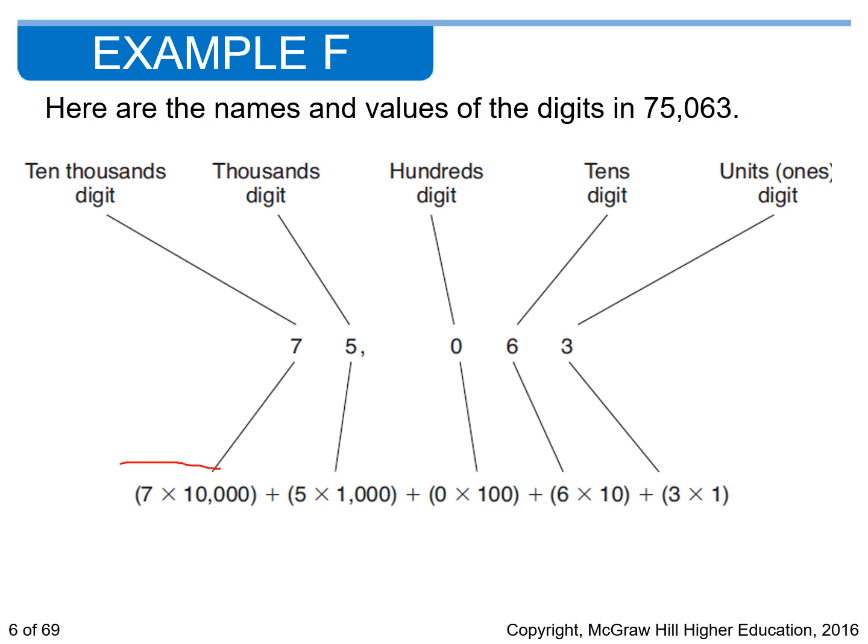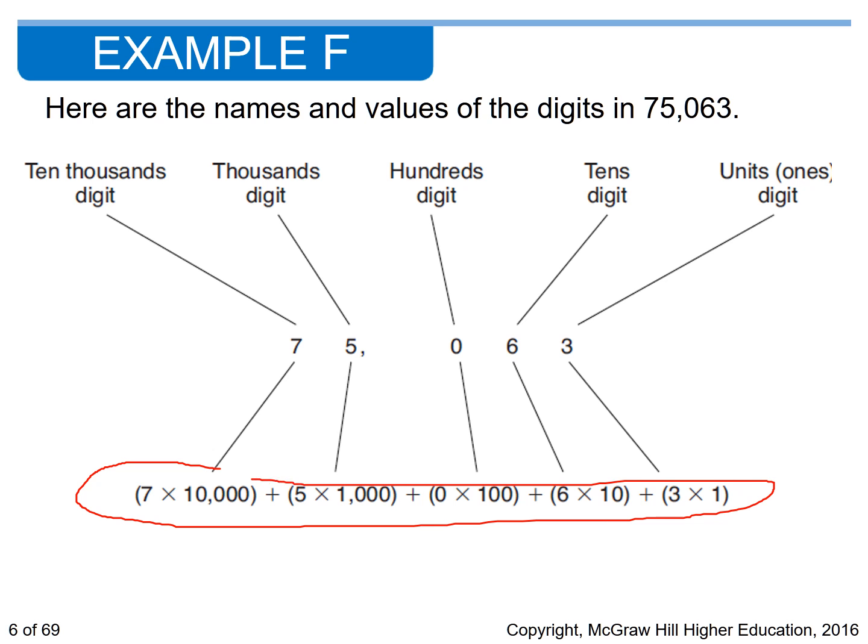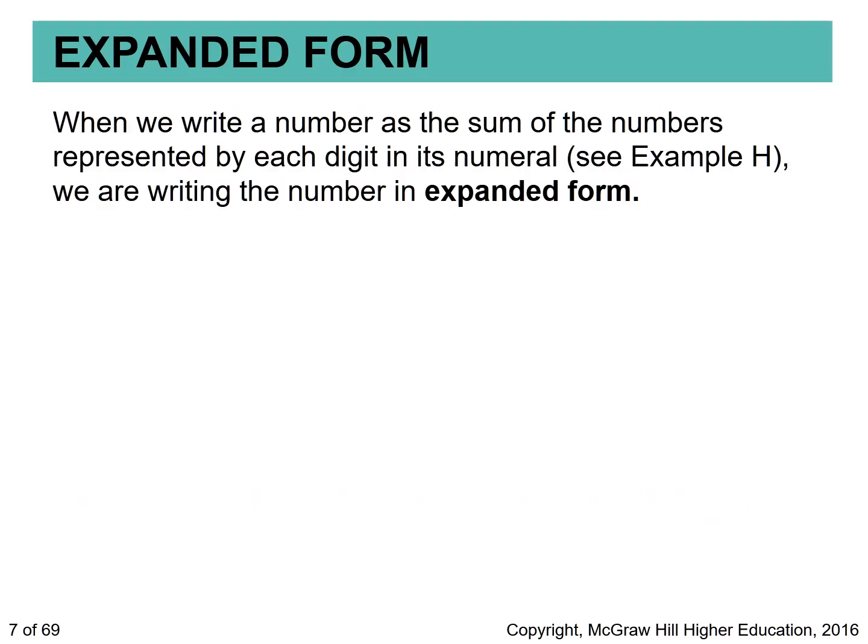And this is the expanded form. So 7 is in the 10,000s place, so it would have a value of 70,000. 5 is in the thousands place, so it would have a value of 5,000, and so forth. So we wrote the number in one type of expanded form by writing 7 times 10,000 plus, and writing each according to their place name.